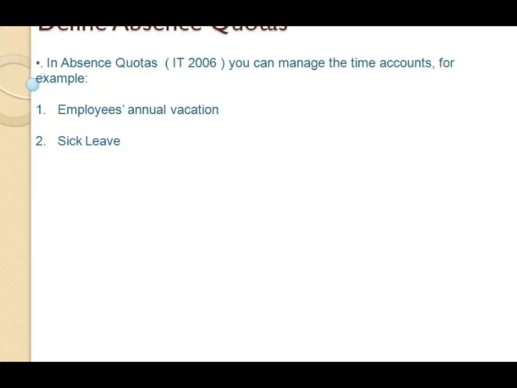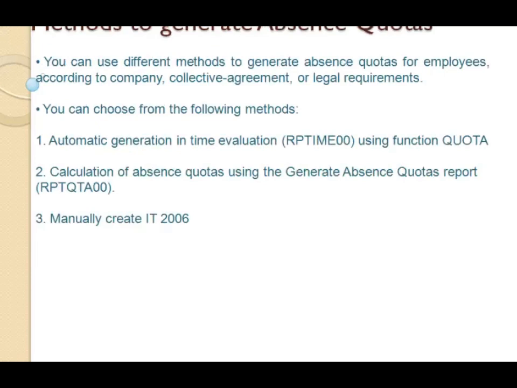In absence quotas, which is infotype 2006, you can manage time accounts, for example, employees' annual vacation or sick leave. If you are an employee of a company, you will be entitled to a vacation for 1 year, like 20 days or 80 hours. That is nothing but your quota. When you apply for vacation for 1 hour or 1 day, that quota will be deducted, and you will be able to see how much is the remaining balance before you apply again for vacation.